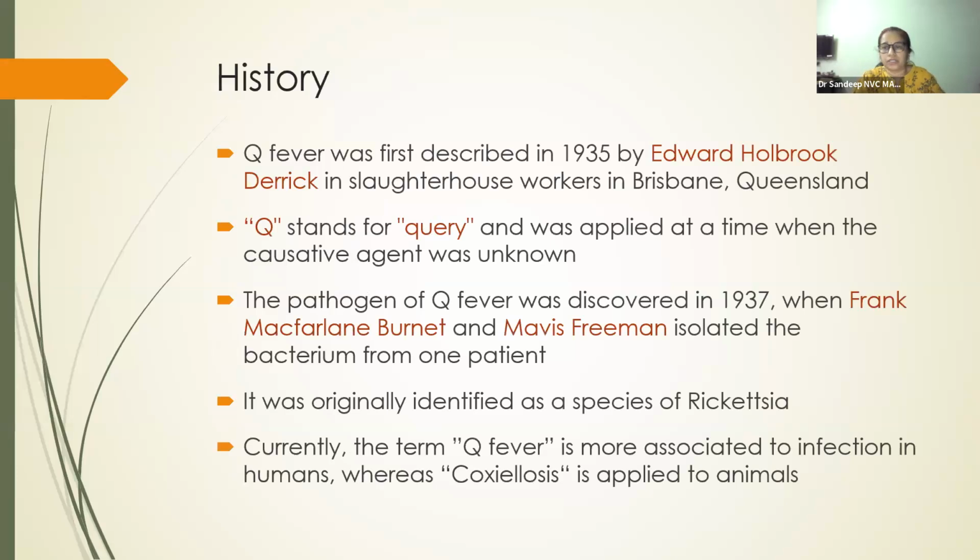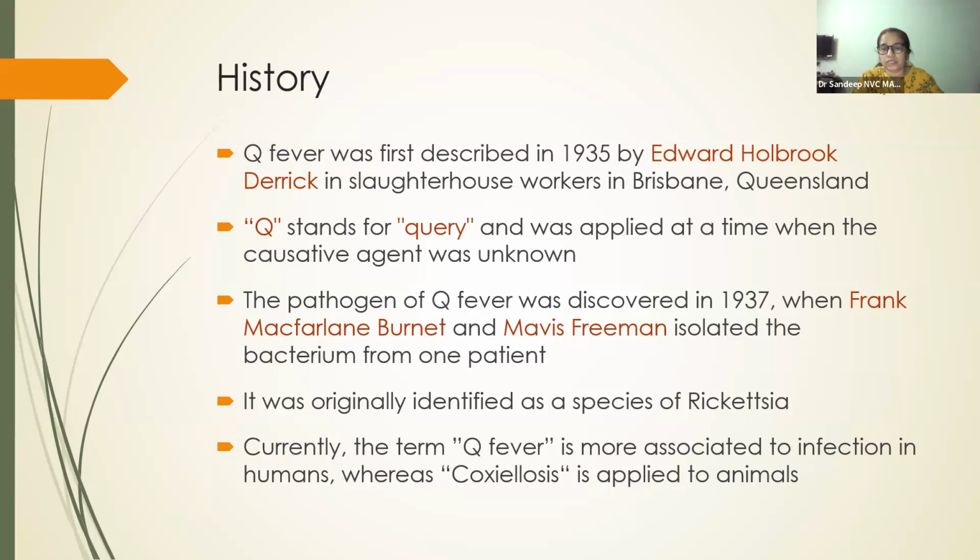Coming to the history of the disease, in 1935 it was first described by Edward Holbrook in slaughterhouse workers. That is why it is also known as abattoir workers' disease, and it is an occupational disease. Q fever, which stands for query, was applied at the time when the causative agent was unknown to scientists.